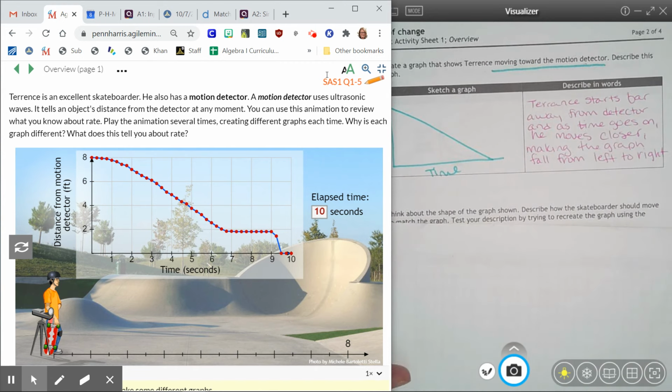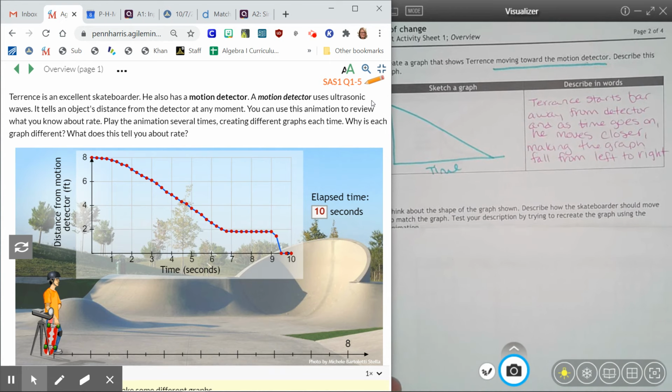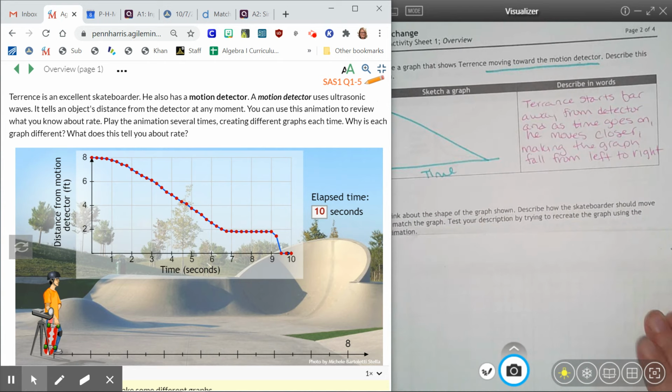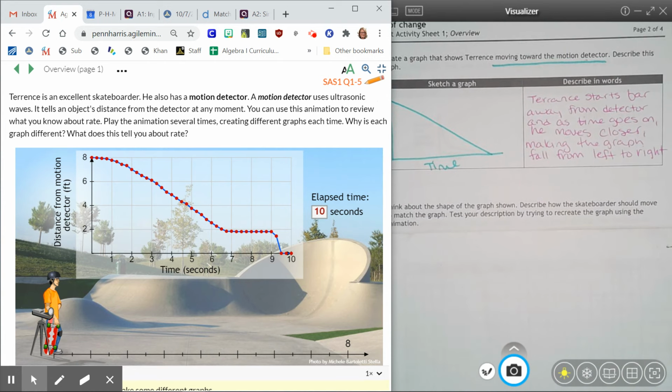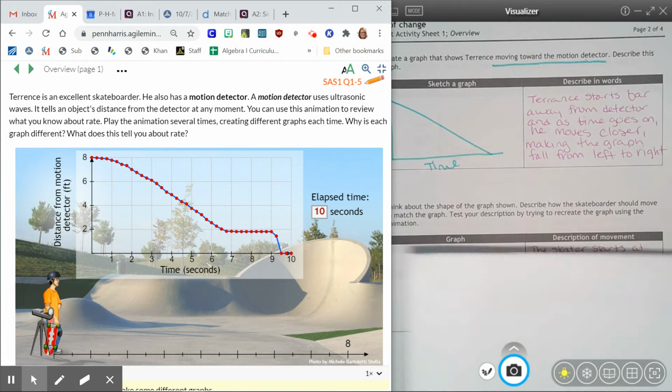Okay. So now I want you guys to think about the shape of the graph. Describe, that's going to be below. Okay. Describe how the skateboarder should move to match the graph. And then we're going to test it by trying to recreate our graph on the animation.